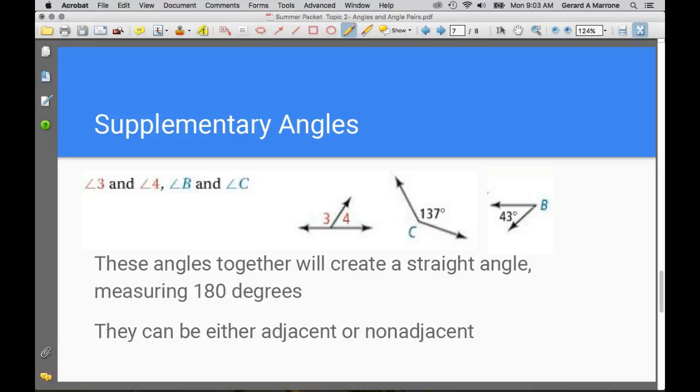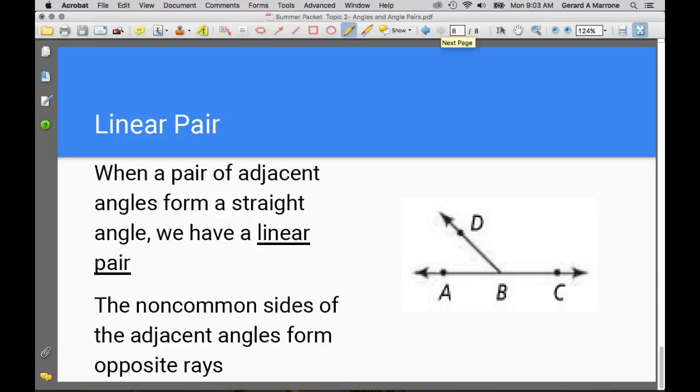And the last type that we're going to look at is called the linear pair. This is when we have adjacent angles that form a straight angle. Those would also be called adjacent supplementary angles because they do form a straight angle, so they equal 180 degrees together. When you deal with supplementary angles that are adjacent, they really have two names. They can also be called a linear pair.